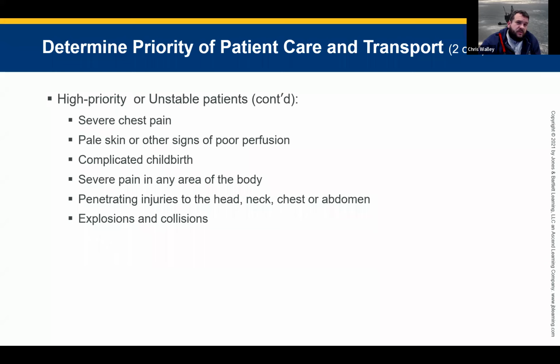Majority of the time, you go to somebody's house and you just pick them up for shortness of breath. Those are not going to be your unstable patients. If you provide some oxygen and get them situated, they start to come down and get better. So that's not going to be in this category.